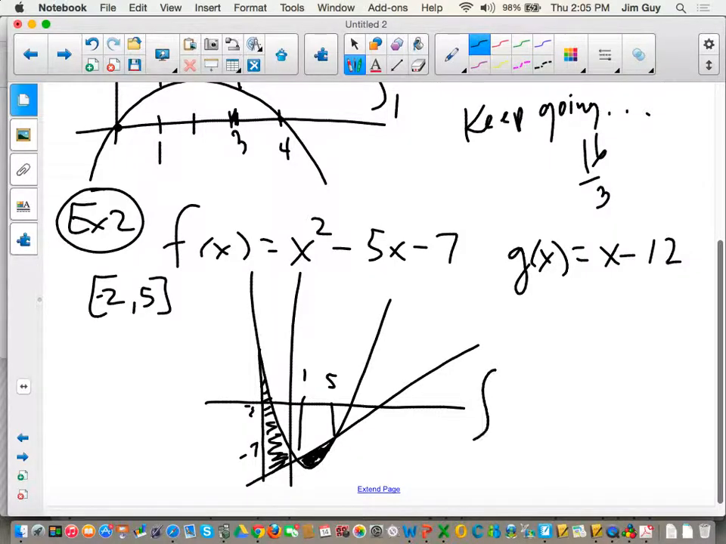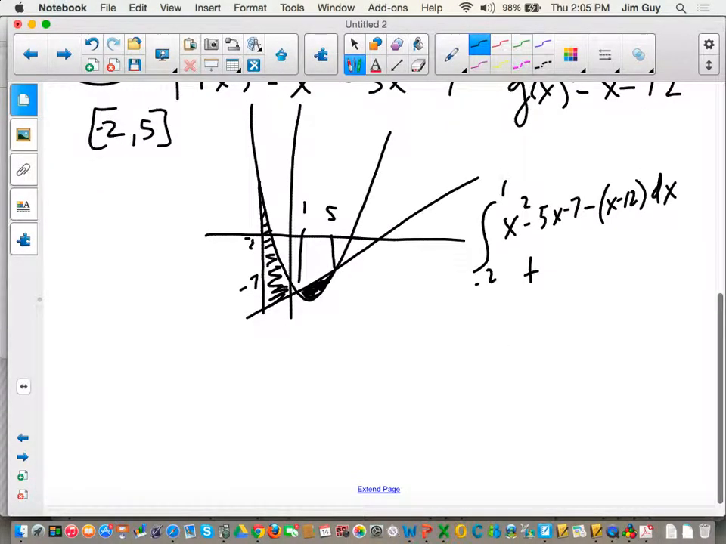All right, so -2 to 1, top here is the quadratic, x squared minus 5x minus 7, minus the bottom, which is the linear, put parentheses around it, plus the other piece, from 1 to 5, top is the linear, minus the bottom. And then go from there.